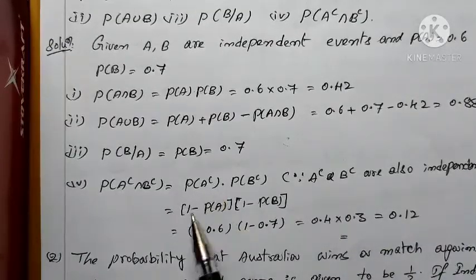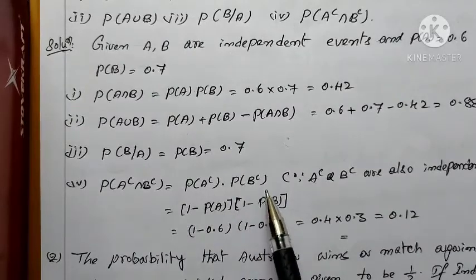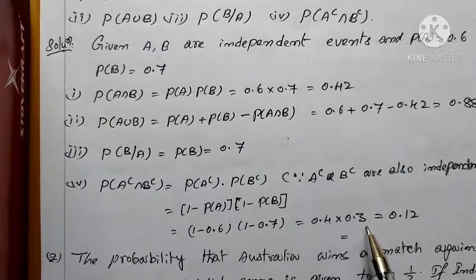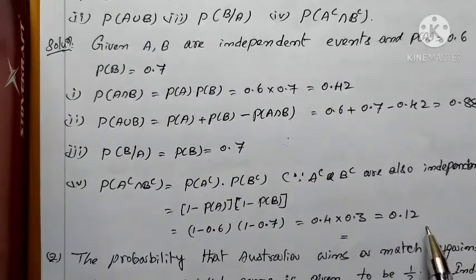P(A') is equal to 1 − P(A), P(B') is equal to 1 − P(B), that is equal to (1 − 0.6) × (1 − 0.7), that is equal to 0.4 × 0.3, that is equal to 0.12.